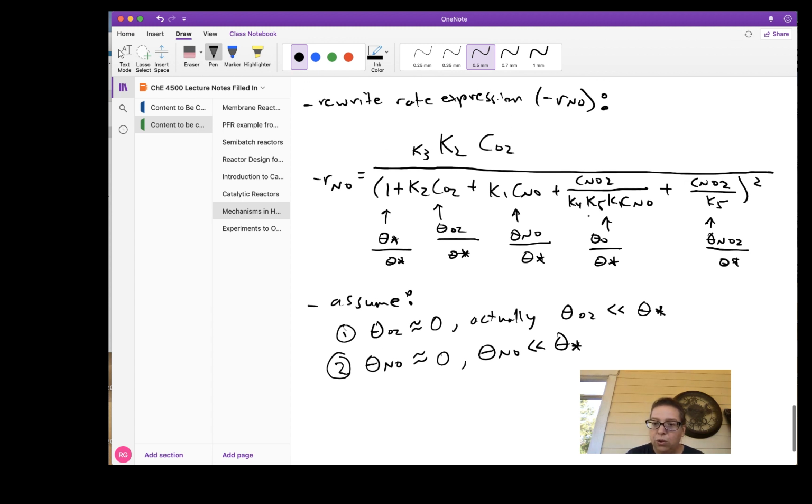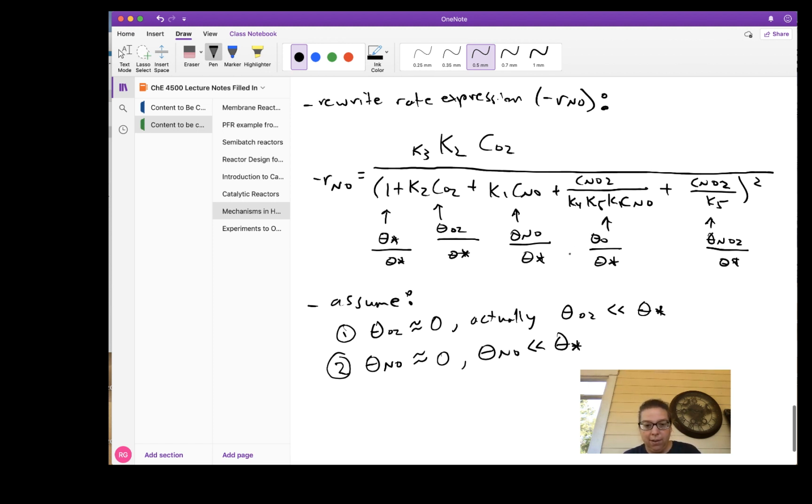So now I have two coverages left. I have my oxygen coverage and my NO2 coverage. Both of those give me the behavior that I'm looking for in terms of NO2. So both of those put NO2 in the denominator of my rate expression. However, only oxygen puts NO in the numerator.